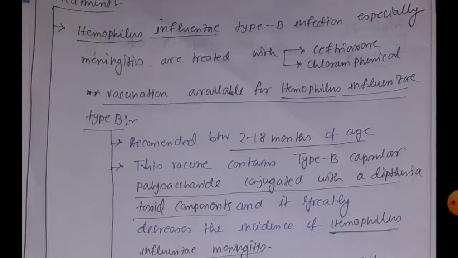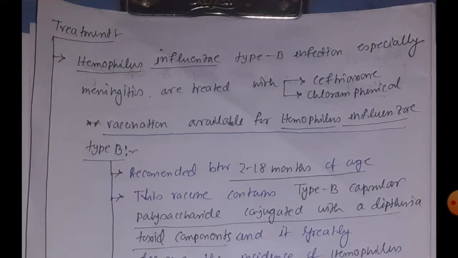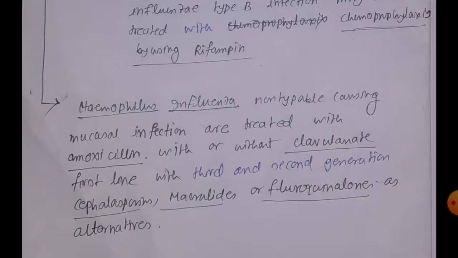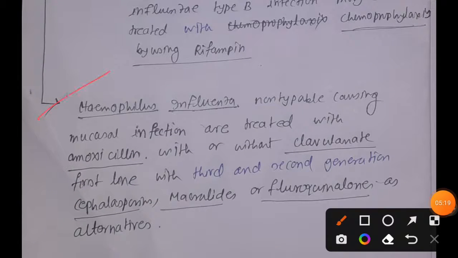This vaccination is type B capsular polysaccharide conjugated with diphtheria toxoid, and it is recommended for ages between 2 to 18 months. Now, after discussing the drugs for type B infection, it is time to discuss the drugs for Haemophilus influenzae non-typeable. Non-typeables have the ability to cause only mucosal infection, as I have also discussed with you.